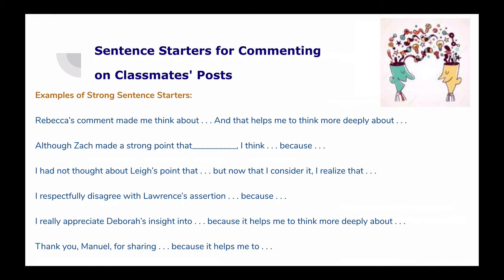of the topic. So if you say, I had not thought about Lee's point that blank, so you reiterate her point, but now that I consider it, I realize that, and you are going to deepen the conversation in that moment. Again, I respectfully disagree with Lawrence's assertion that blank, so you have to label his assertion and then explain why you disagree.